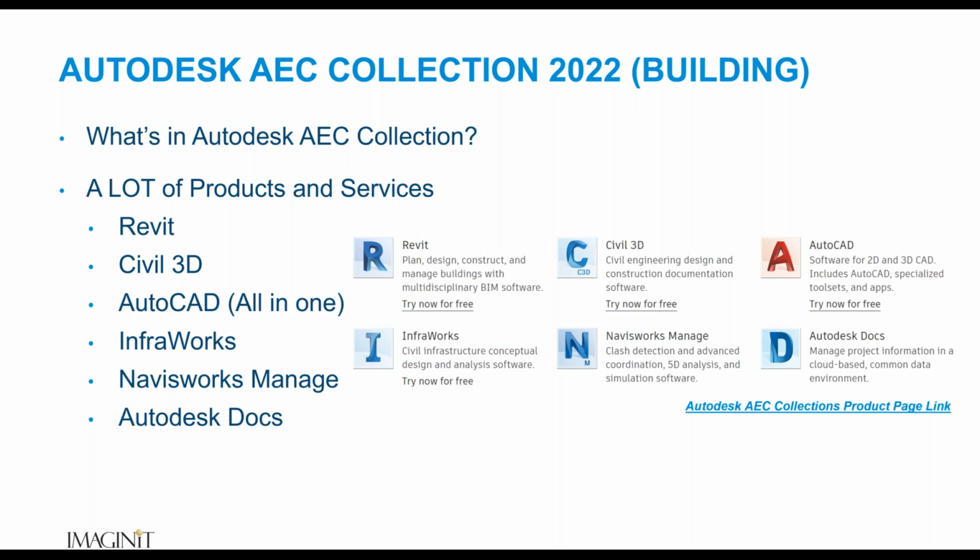So we have Revit, which is going to be our BIM solution for architecture, MEP, and structure. We have AutoCAD, and AutoCAD is not just plain AutoCAD, it's AutoCAD all in one. And that means that you have access to all the AutoCAD flavors, including AutoCAD MEP, AutoCAD Architecture, and so forth. We have Navisworks, which is going to be our workhorse for clash detection and timelines. And we have this new product called Autodesk Docs. And Autodesk Docs allows us to organize and distribute and share files within the Autodesk cloud solution platform.